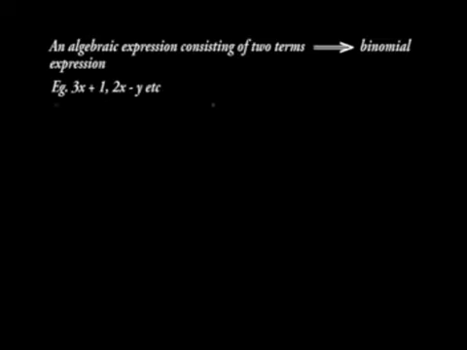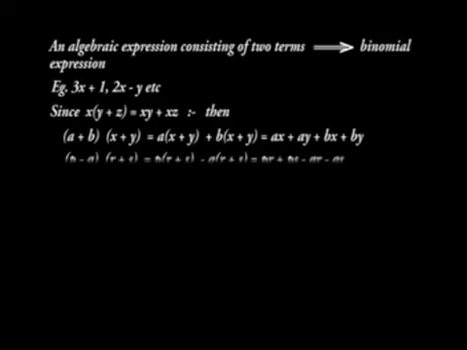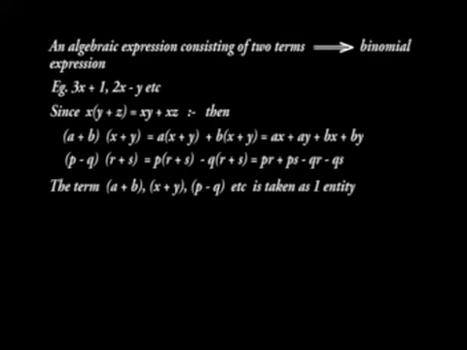Since x(y + z) is equal to xy + xz, then (a + b)(x + y) is equal to a(x + y) + b(x + y), which gives us ax + ay + bx + by. Equally, (p - q)(r + s) is equal to pr + ps - qr - qs. The terms (a + b), (x + y), (p - q), etc. are taken as one entity.